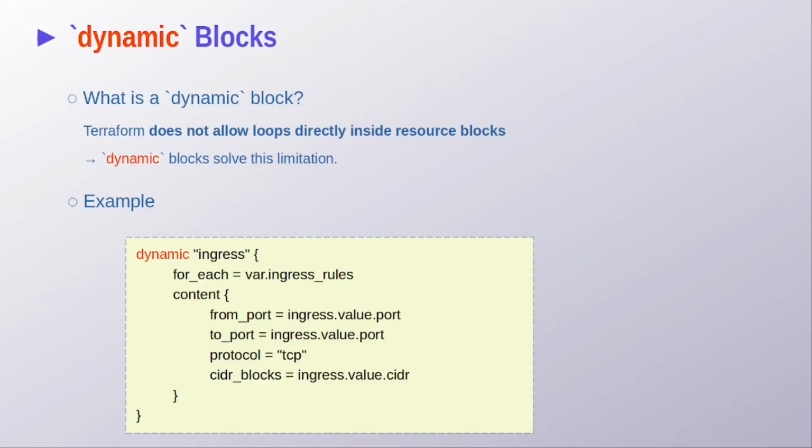Dynamic blocks. What is a dynamic block? Terraform does not allow loops directly inside resource blocks, so we use dynamic. A dynamic block generates nested blocks based on input data. Example: Terraform first reads the ingress rules. Next, loops over them. Next, generates ingress blocks. Where is this used? Security groups, IAM policies, load balancer rules. This is advanced but essential Terraform. Terraform processes data, generates configuration, and creates infrastructure.